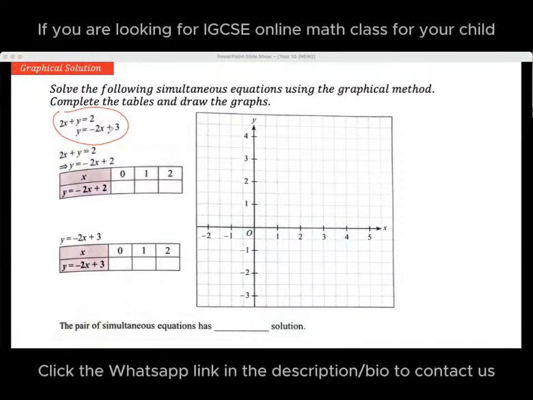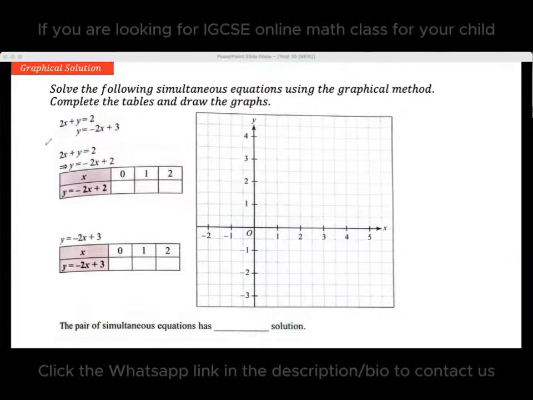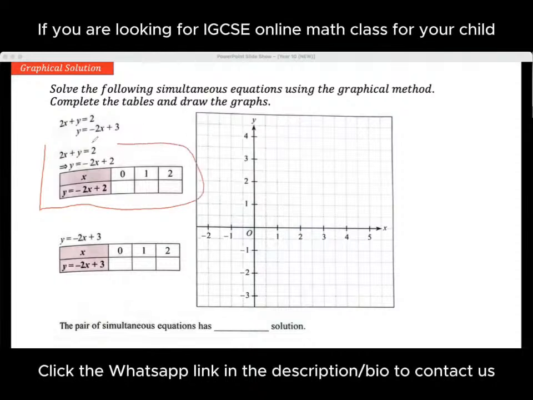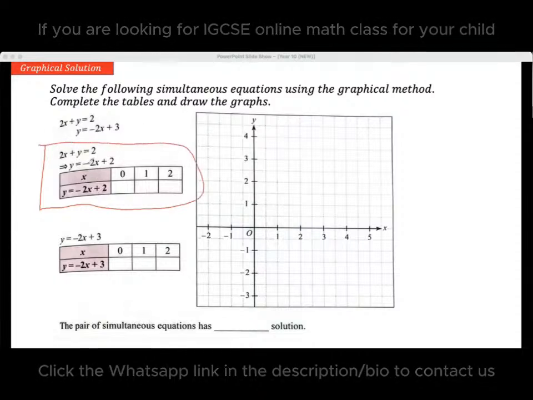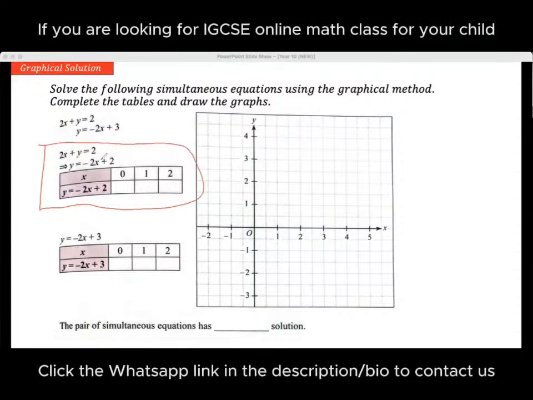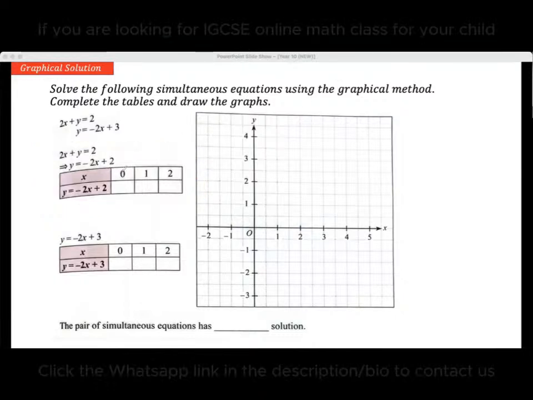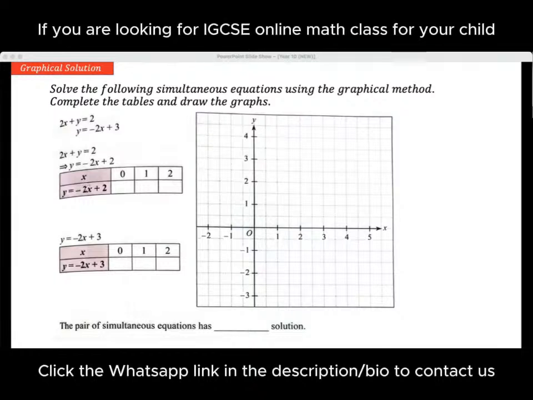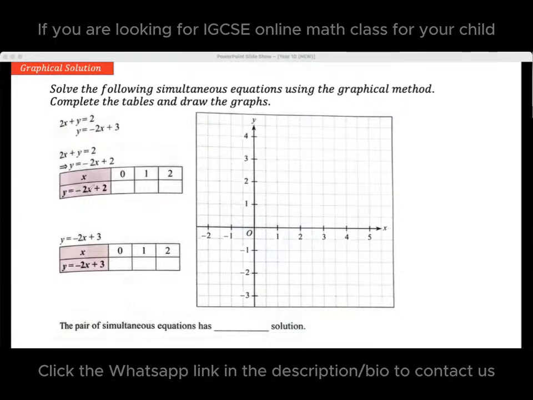So basically, we need to make y the subject. As you can see here, this part, we are making y the subject. So 2x, move it to the right-hand side, it becomes negative 2x plus 2. Then we calculate when x equals 0, what is y? It becomes negative 2 times 0 plus 2, so your y will be 2.